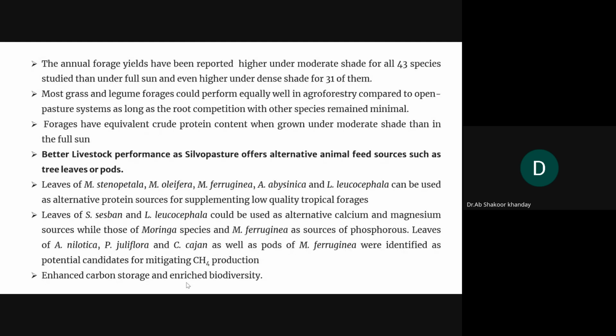Better livestock performance, as silvopasture offers alternative animal feed sources such as tree leaves or pods. This is highlighted because of what happens in this.